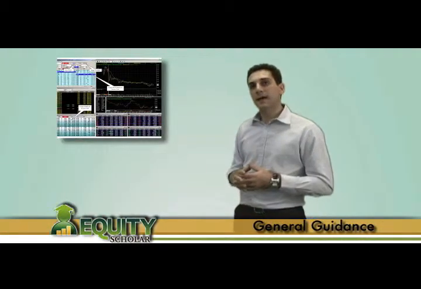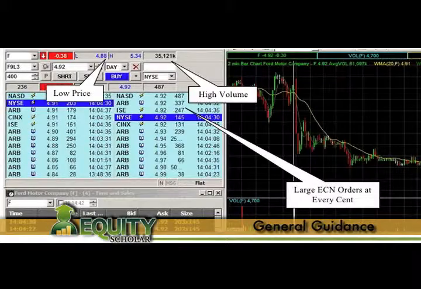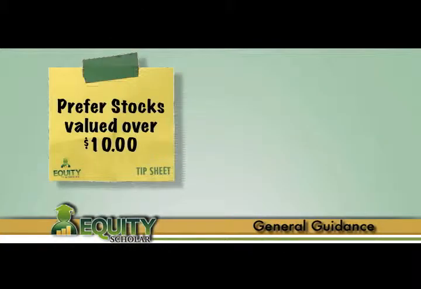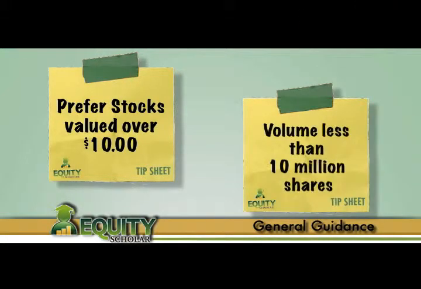Moving on to the next stock, we see that this is priced at only $5 and has traded over 35 million shares on the trading day. When these two characteristics unite, it often causes the stock to move very little on the trading day. Therefore, we prefer stocks that are valued over $10 and have volume less than 10 million shares.